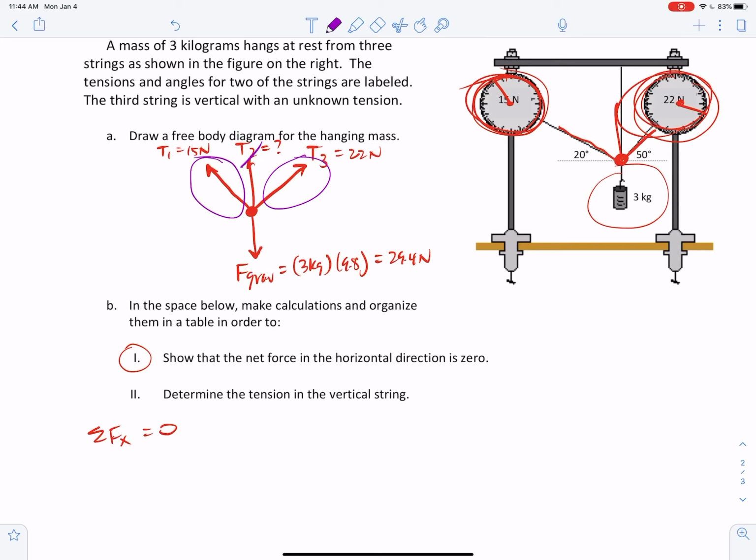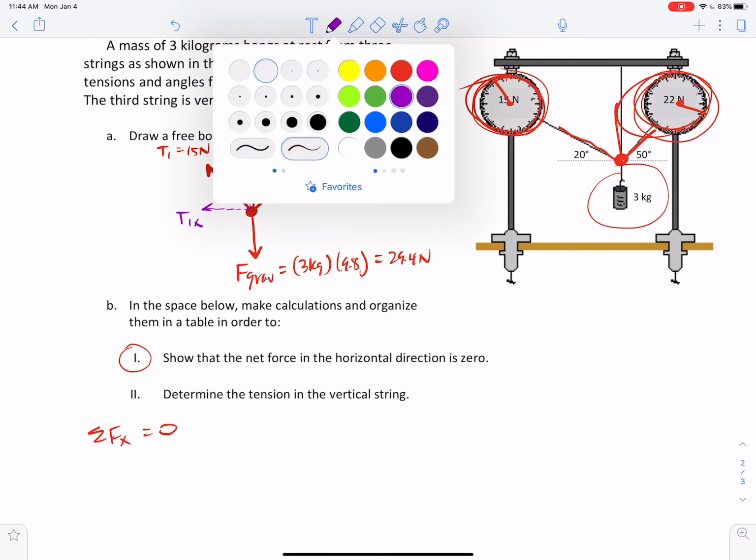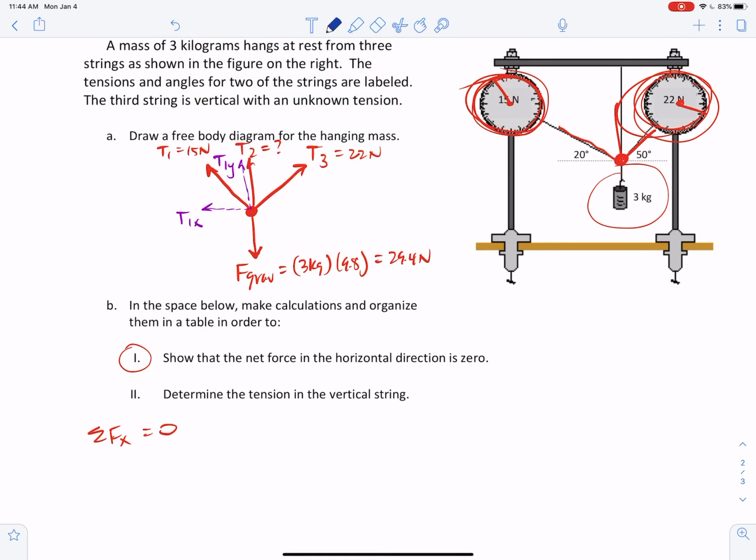Within T1 and T3, their components will look like this. T1 is pulling upwards and leftwards. I'm going to call this T1x and I'll call this T1y. T3 is pulling rightwards. I'll call that T3x. And it's pulling upwards at the same time. I'll call that T3y. Those are their components. Once I break it into the components, I can ignore this part and just focus on those components.